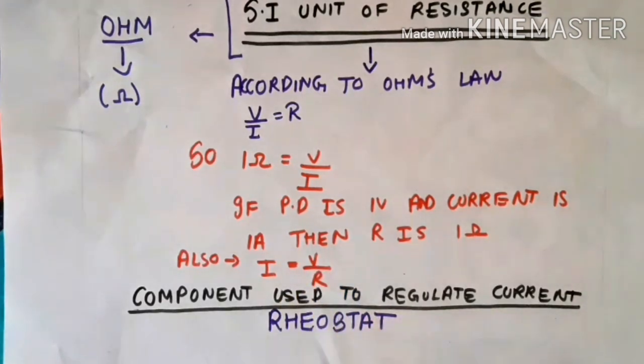Guys, sometimes we want to regulate the resistance in a circuit, which is very important, and this is done by a device named rheostat. This helps in the regulation of resistance in a circuit, and it is also known as variable resistance.